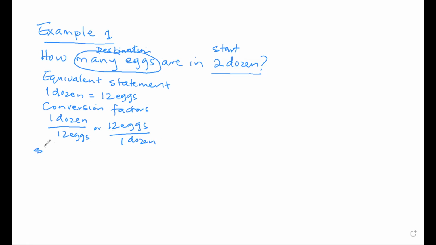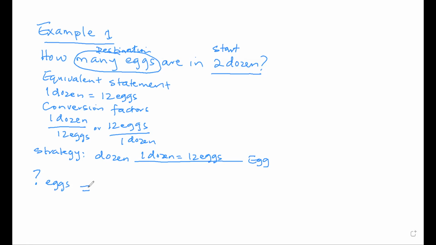Then, how do we go from dozen to egg? So our strategy will be going from units of what we know, dozen, to units of what we want. And how we get there will be this equivalent statement. Now, we want to set it up. How many x? That's what we want.